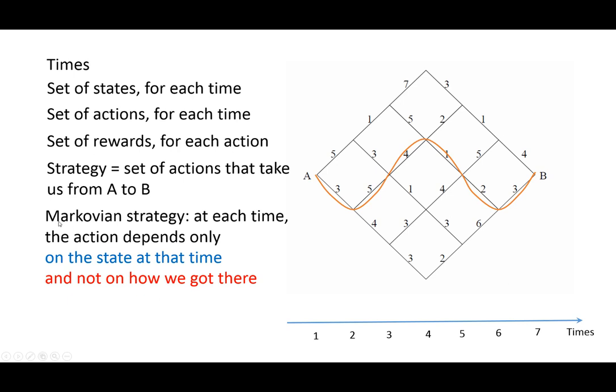And an important notion in this theory is that of a Markovian strategy. At each time, the action depends only on the state at that time and not on how we got there. Okay, like here, for example, if we are at this point, then our next action, either going up or down, should depend only on this state, not on the way we got to this point. Okay, we could have gotten through the upper part or through the lower part, it doesn't matter. Our next action depends only on the state.